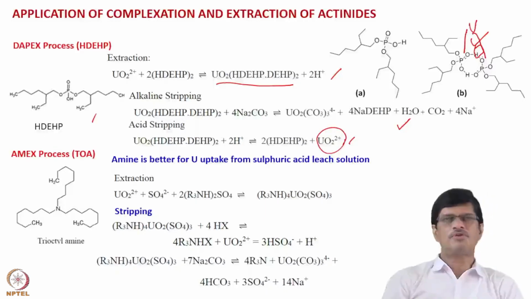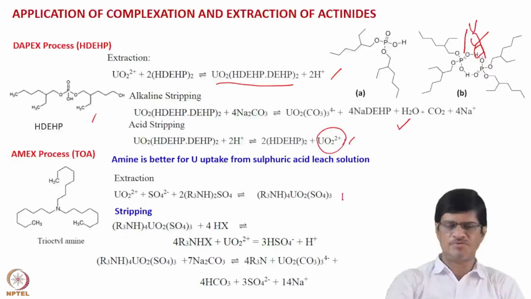There is another process in the front end where the sulfate leach liquor is used for the uranium extraction. That is the AMEX process, where a tertiary amine is used, trioctylamine. Amine is better for the uranium uptake from sulfuric acid leach solution because the uranyl ion forms an anionic complex in the sulfate medium, and that extraction equilibrium is given here.